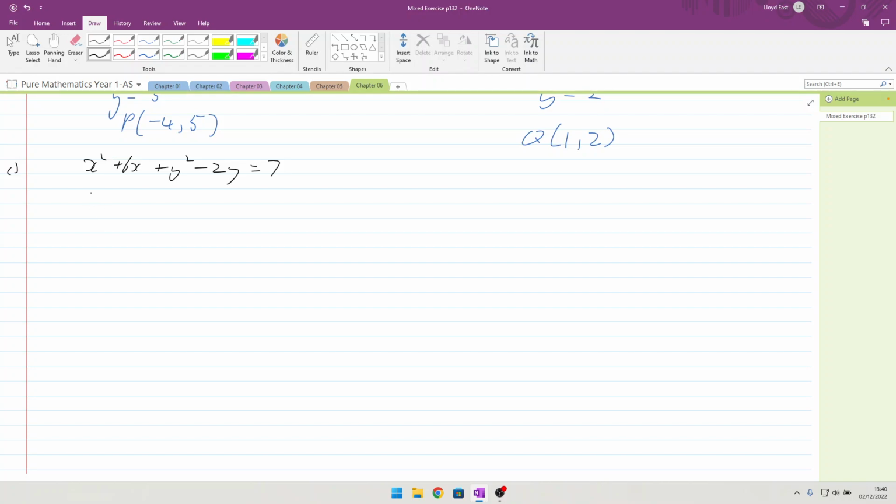So what we want to do is a (x plus 3) squared. Now that's going to produce a 6x, which is great, but it's also going to produce a 9. So we need to take away 9, and then a (y minus 1) in there. Again, that's going to give us a minus 2y, but it's going to give us an extra plus 1, so we take away 1, which equals 7. So we end up with (x plus 3) squared plus (y minus 1) squared equals 7, 8, 16, 17.